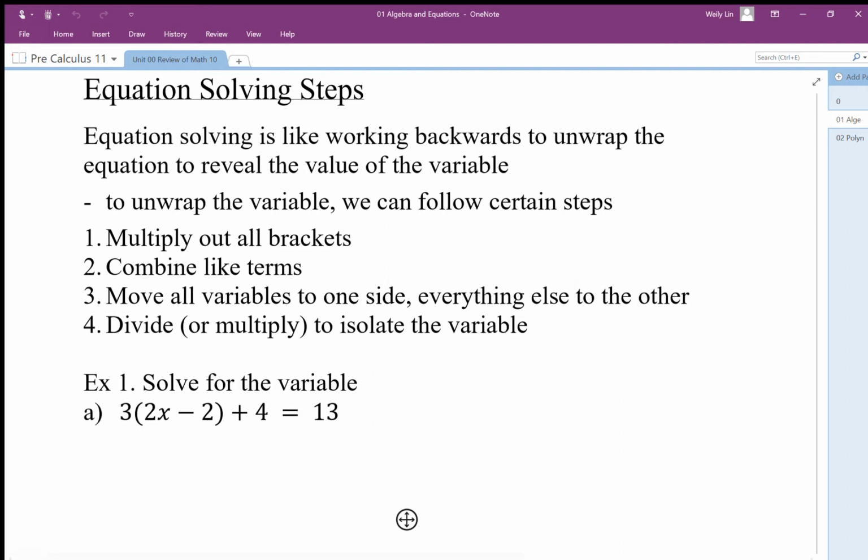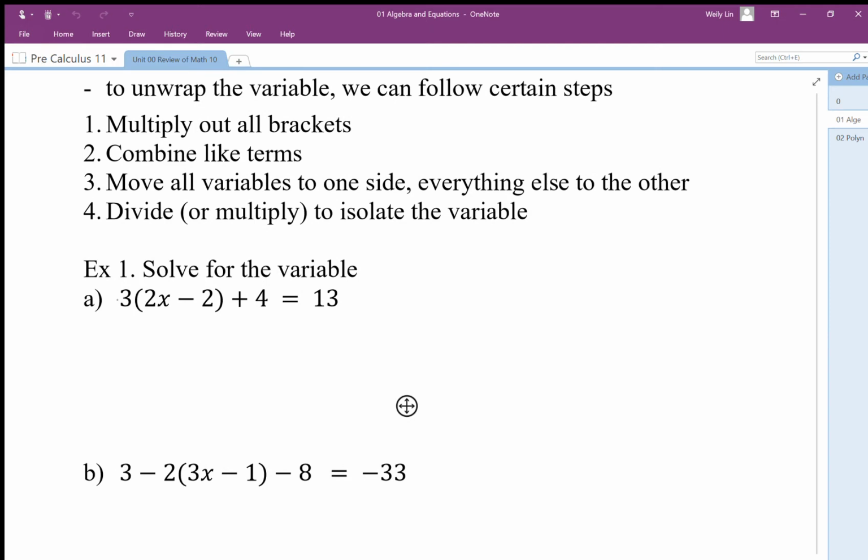So when we solve for this x, first of all, we want to see exactly what we're dealing with. So we could multiply out the brackets so we can see all the x's here. And the idea is we want to combine like terms to keep it organized. So we end up with 6x minus 2 equals 13.